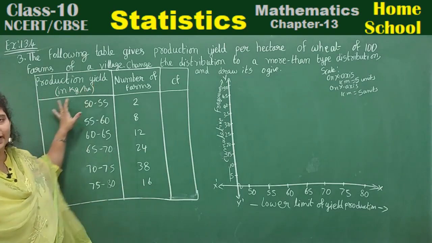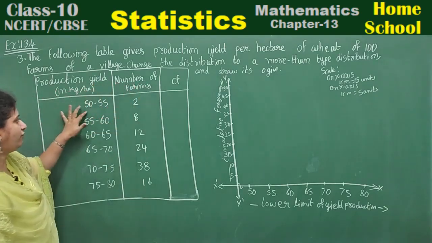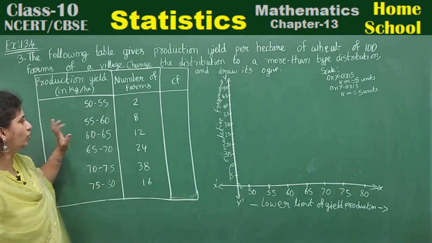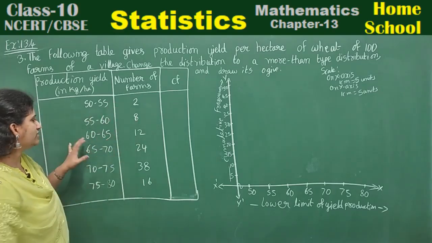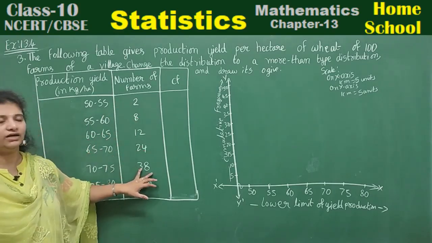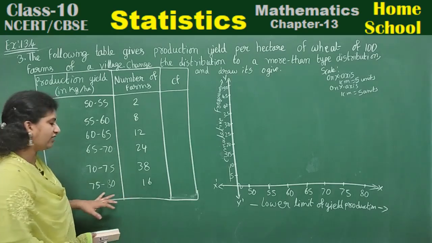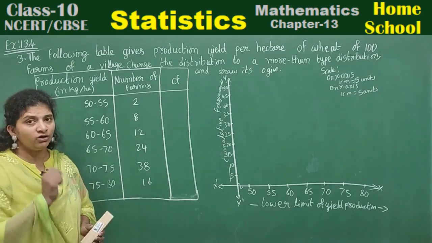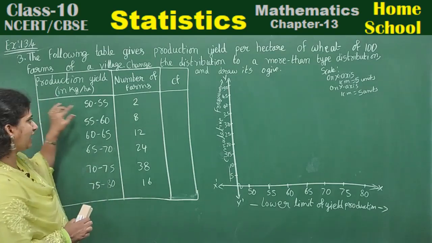Production yield in kg per hectare. Number of farms: 50 to 55, 8 farms; 55 to 60, 12 farms; 60 to 65, 24 farms; 65 to 70, 38 farms; 70 to 75, 16 farms; 75 to 80. We need to convert this into more than type. Understand the class interval carefully.